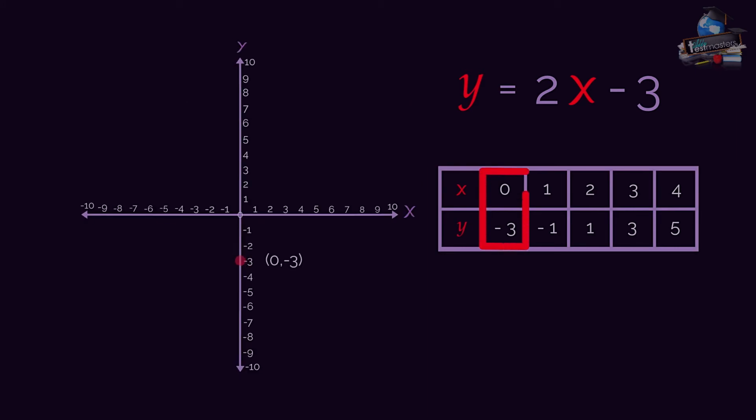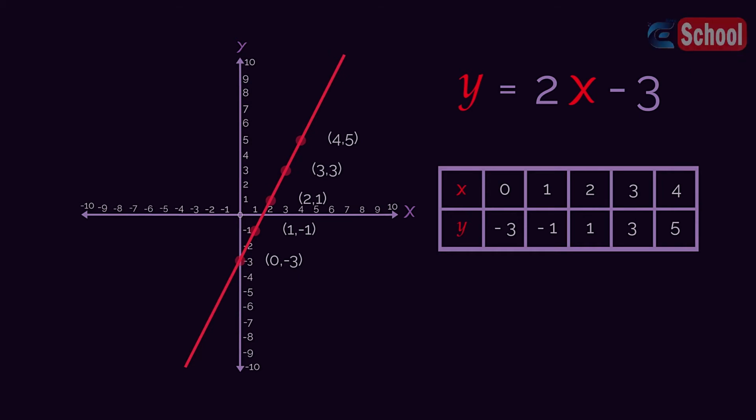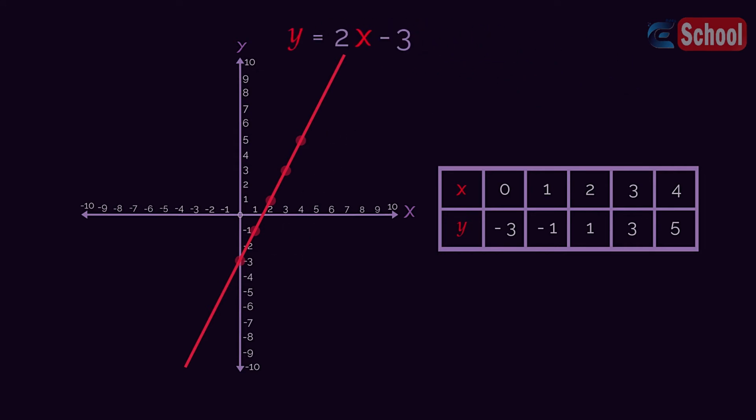0, negative 3; 1, negative 1; 2, 1; 3, 3; and 4, 5. So now we just need to join up our coordinates with a straight line using a ruler. Make sure you extend the line the whole way across the graph and label it with its equation.